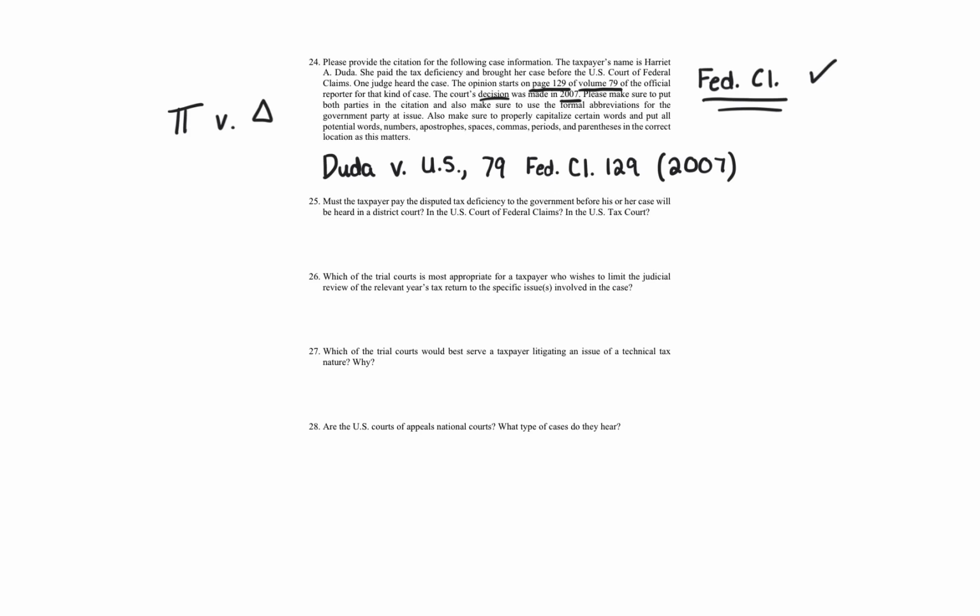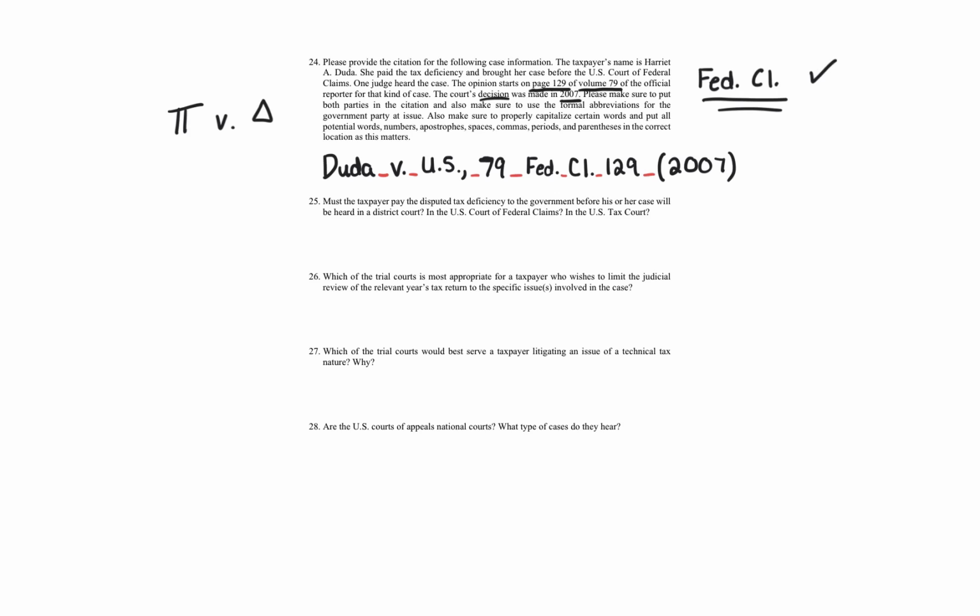So let's just go over and highlight these things. DUDA is the last name of the taxpayer. Space, versus, space, U.S. is, of course, the U.S. government. Again, the abbreviation is asked for, so we did that. Space, 79, space, FED, period, space, CL, period, space, 129, space, 2007. That's what's going on there. Let's put our spaces. Space here, space here, space here, and that is the citation.